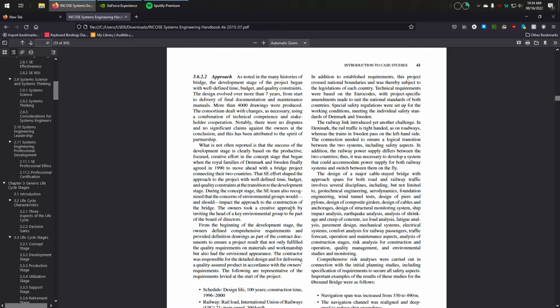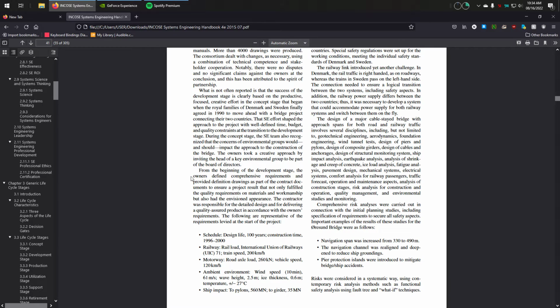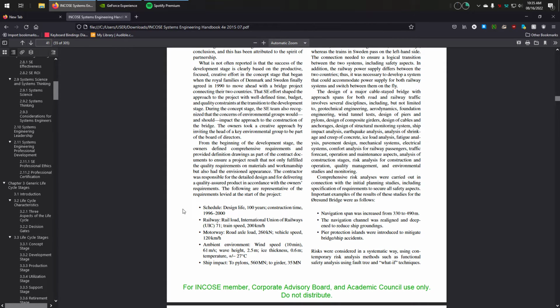The owners took a creative approach by inviting the head of a key environmental group to be a part of the board of directors. From the beginning of the development stage, the owners defined comprehensive requirements and provided definition drawings as part of the contract documents to ensure a project result that not only fulfilled the quality requirements on materials and workmanship, but also had the envisioned appearance. The contractor was responsible for the detailed design and for delivering a quality-assured product in accordance with the owner's requirements. The following are representative of the requirements levied at the start of the project.